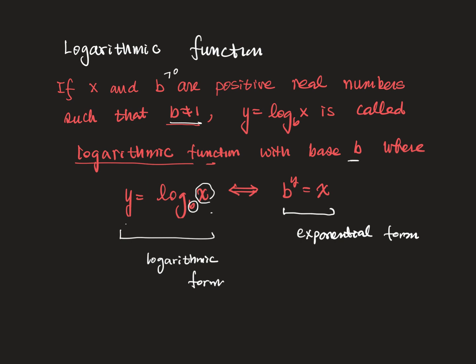So what does this mean? This is the inverse of the exponential function. Log with base b of x, that's the logarithmic function. The definition of this logarithmic function is b to the y equals x. So the left side is logarithmic form and this is exponential form, exactly the same meaning, guys. That's how to define the logarithmic function.